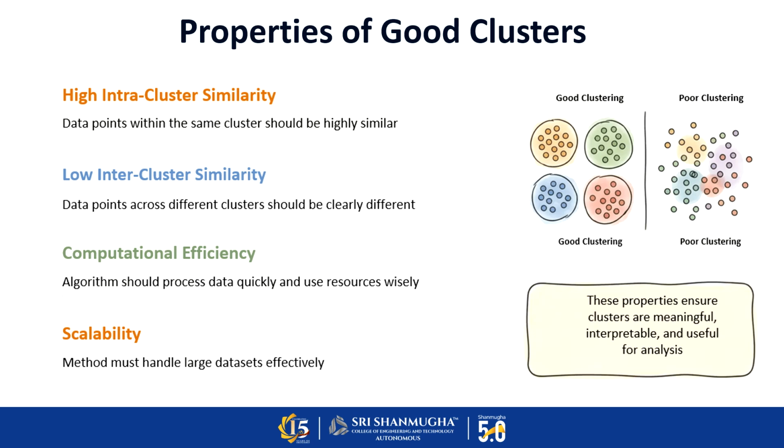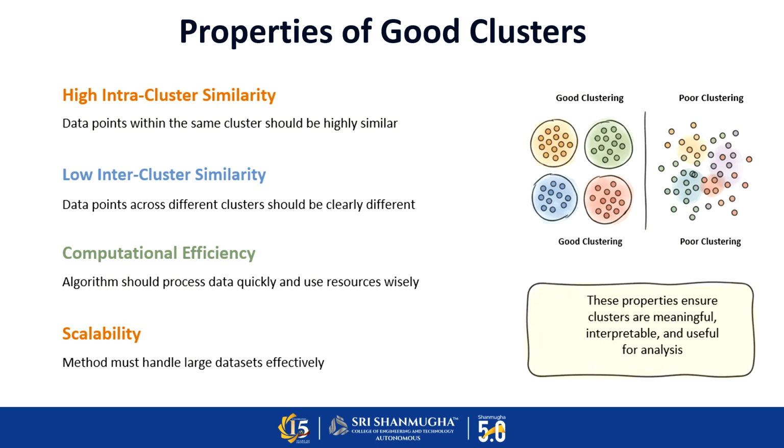Okay? So, low inter-cluster similarity. Objects in different clusters should be clearly different from each other. The cluster of action fans and the cluster of romantic fans should be different. If they overlap heavily, the clustering is poor. We have not clearly separated the groups.